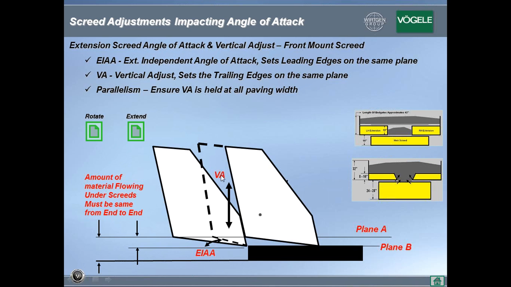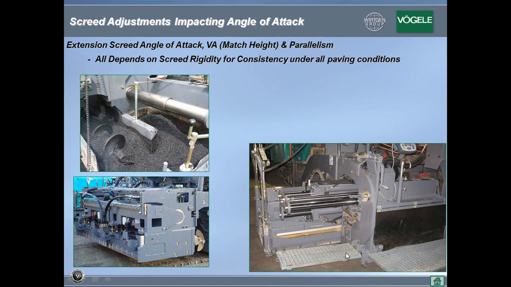Now the match height, or vertical adjust, some people call it, allows the operator to raise and lower the extension screed to position the trailing edge of the extension relative to the trailing edge of the main screed. Then the extension screed independent angle of attack, especially on the unequal width screed, allows the operator to position the leading edge of the extension screed to the same plane as the main screed to provide consistency on the mat surface.